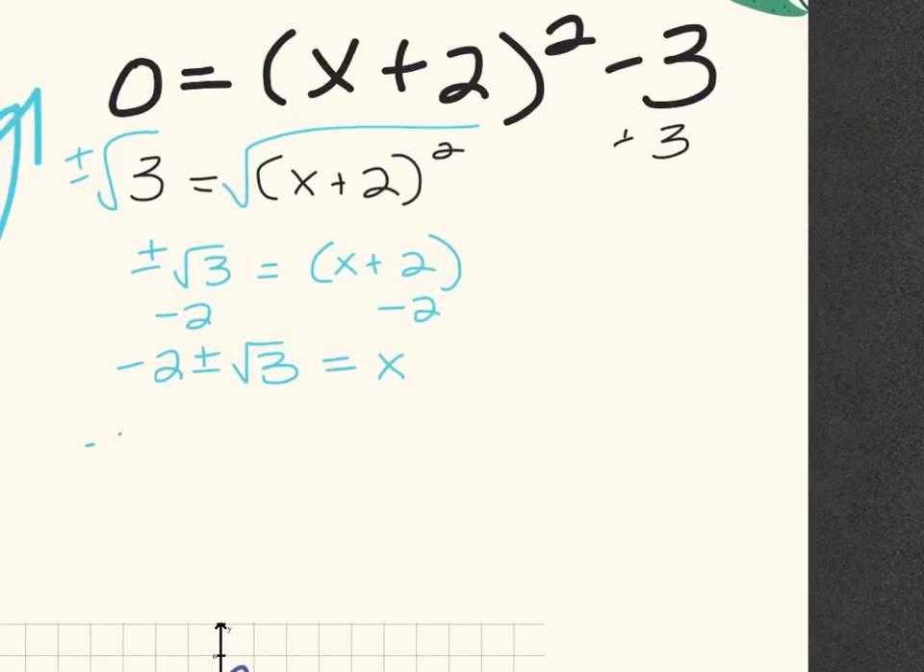So negative 2 minus root 3, 0 is one of them. And negative 2 plus square root 3, 0 is the other one. So when WebAssign asks for it, it will actually say give the smaller one first and then the larger one. You need to make sure it's in coordinate point form. Otherwise, it will mark it wrong. Like you can't just give negative 2 minus root 3 and negative 2 plus root 3?